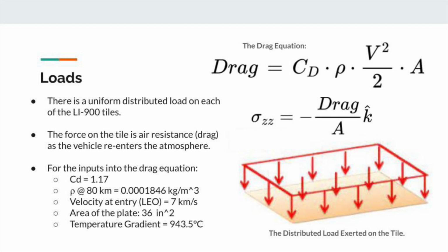The system is analyzed at an altitude of 80 kilometers with a velocity of 7 kilometers per second to imitate re-entry conditions. From this, drag force per area can be calculated to assign a traction to the face of the plate. The temperature gradient in the material is 943.5 degrees Celsius, which allows for re-entry temperatures on the face of the plate and an optimal temperature on the epoxied side. Stresses due to temperature and the axial load will be explored further in this study.